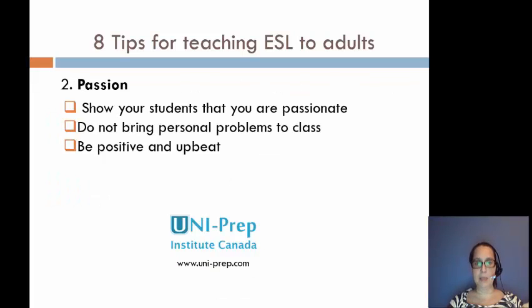The second tip is passion. You need to show your adult students that you're passionate about teaching English as a second language. You should try not to bring personal problems to the classroom because the adult students will pick up on the fact that you're angry or sad or upset. You should always be positive and upbeat. This will help encourage your students to speak more and it will help them learn better.